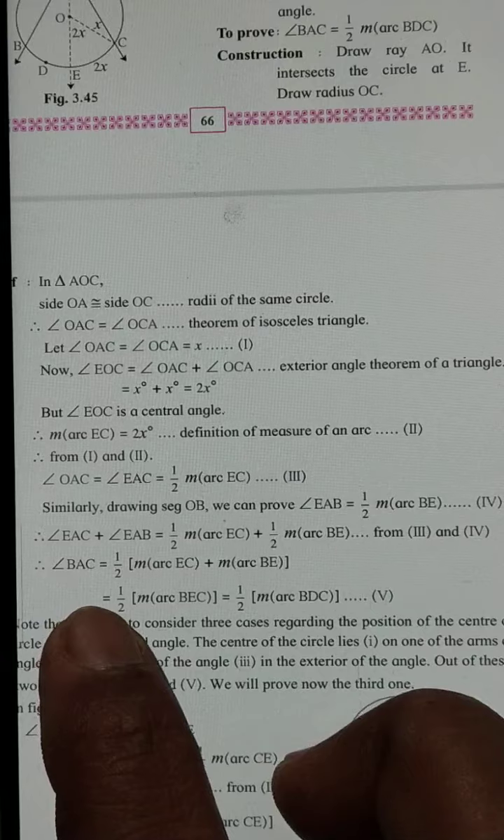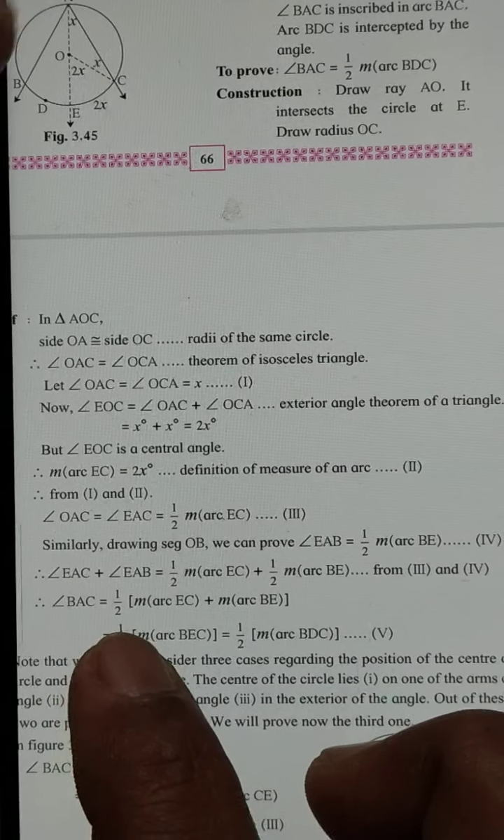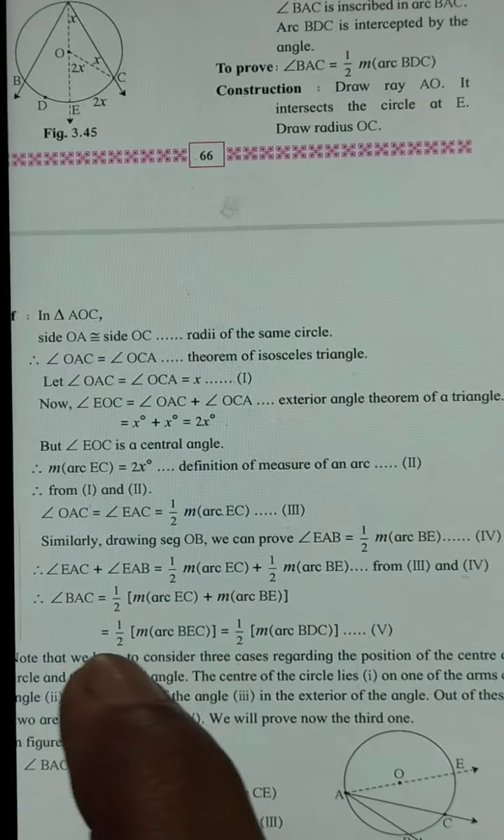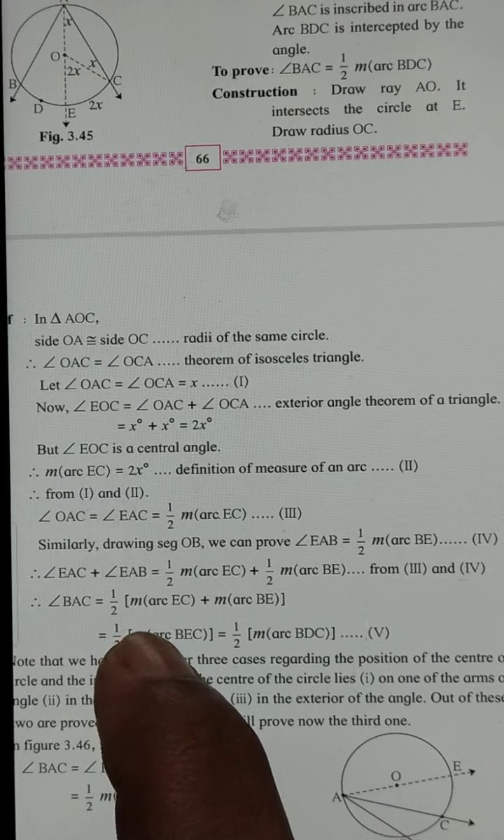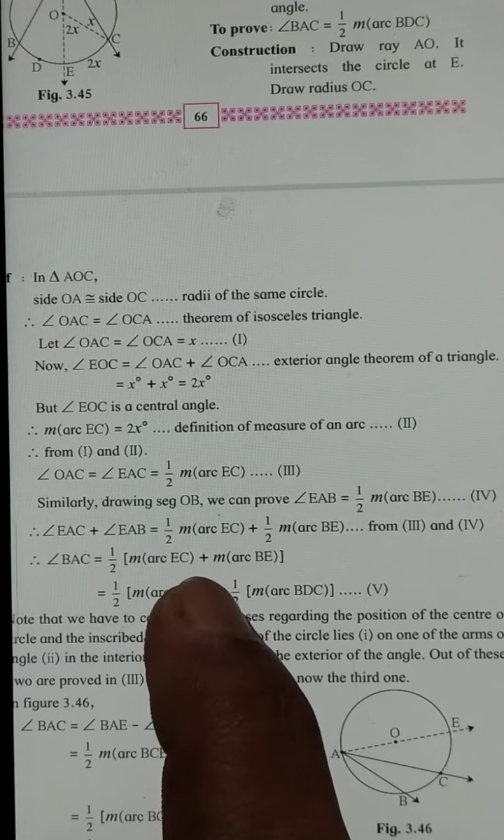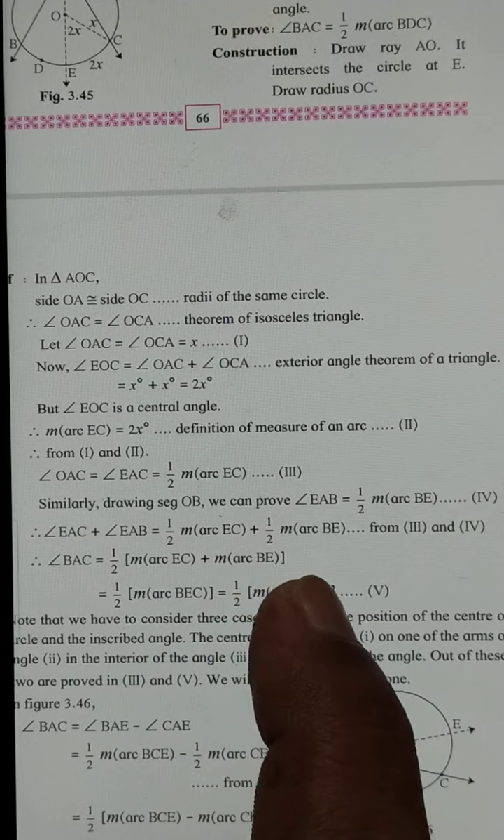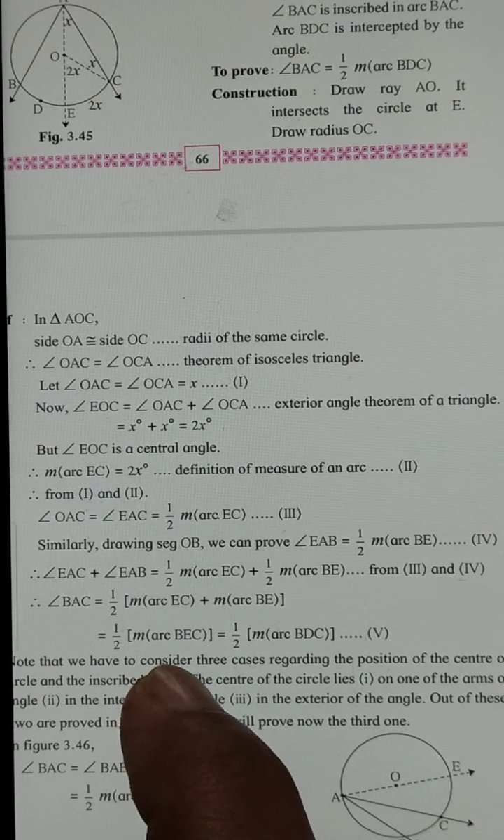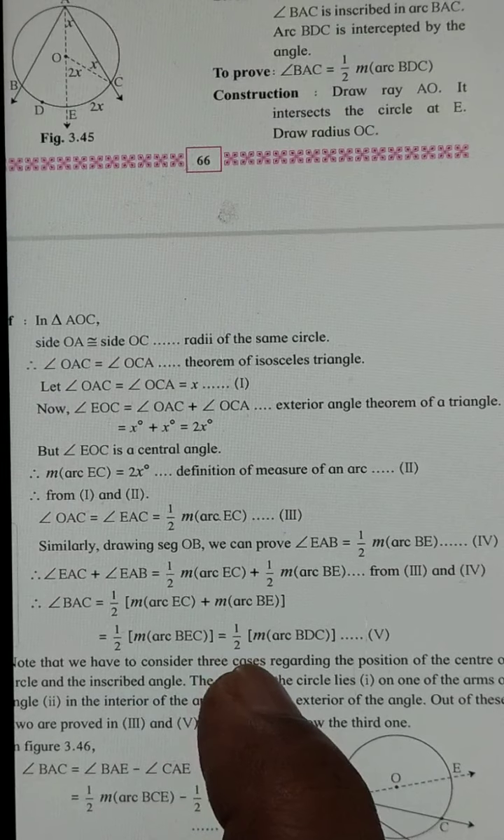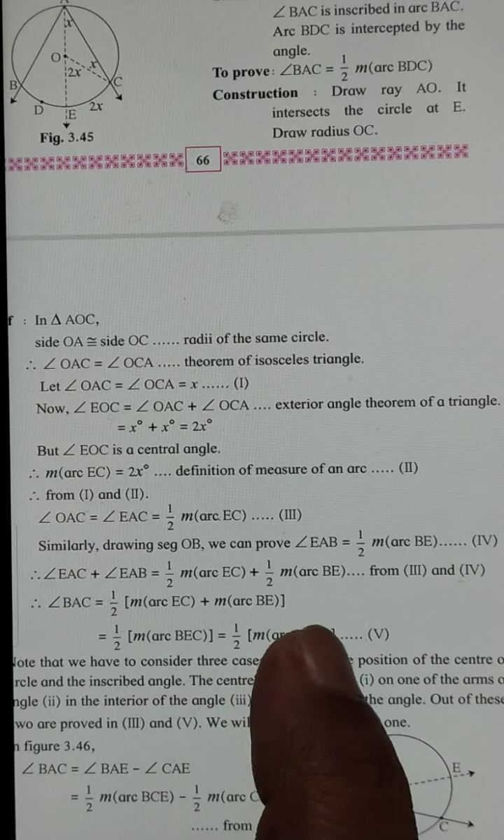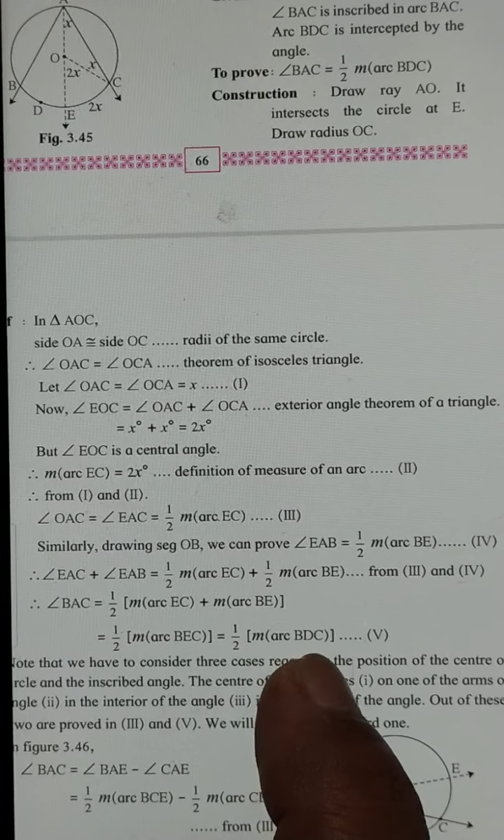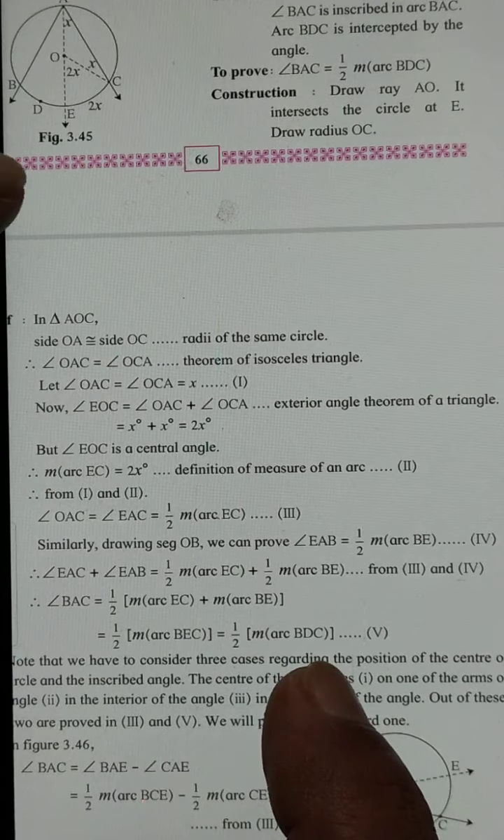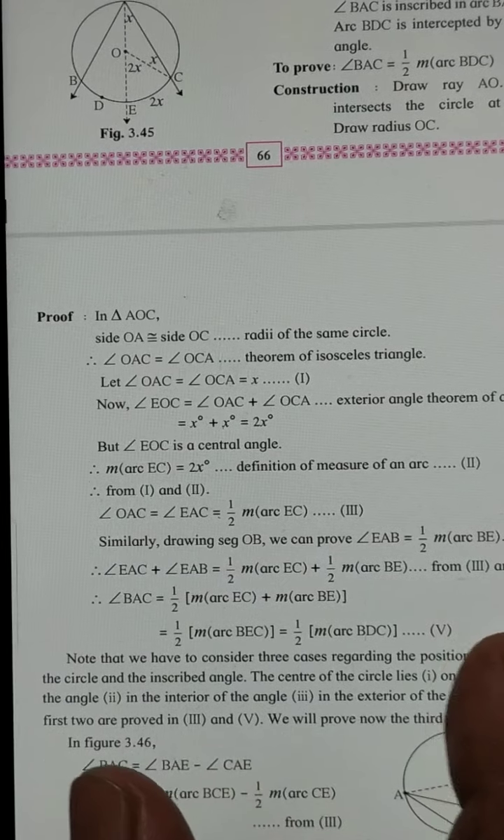So angle BAC, why? Angle EAC plus angle BAE is equal to angle BAC. So angle BAC is equal to half the measure of arc EC plus the measure of arc BE. So angle BAC is equal to half the measure of arc BEC. That means half the measure of arc BEC means BDC. So number is 5 here.